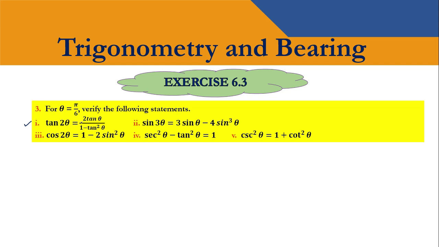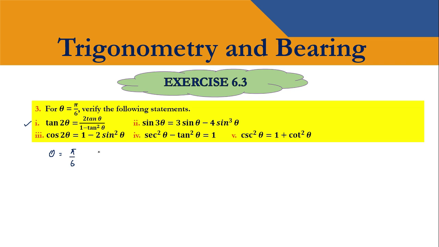Tan 2 theta is equal to 2 times tan theta divided by 1 minus tan square theta. In this we have to put the angle theta values in the left hand side and right hand side and make these two things equal to verify this statement. So here the angle is given in radian form, pi by 6.